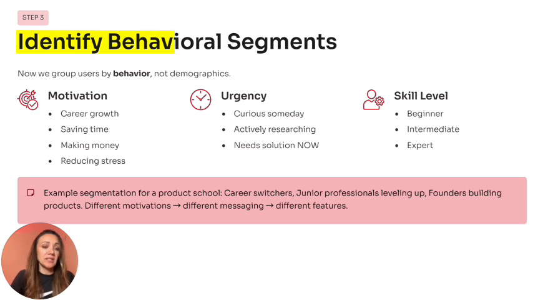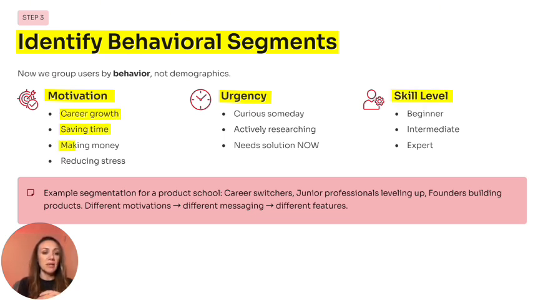Now, you should identify behavioral segments. What are the motivations of your persona? What is the urgency level and skill level? So motivation: career growth, saving time, making money, reducing stress. Those are the examples. Urgency: curious someday, actively researching, or needs solution now. A skill level: beginner, intermediate, expert. So these are the kind of questions you want to understand for each of your persona when you describe him or her.